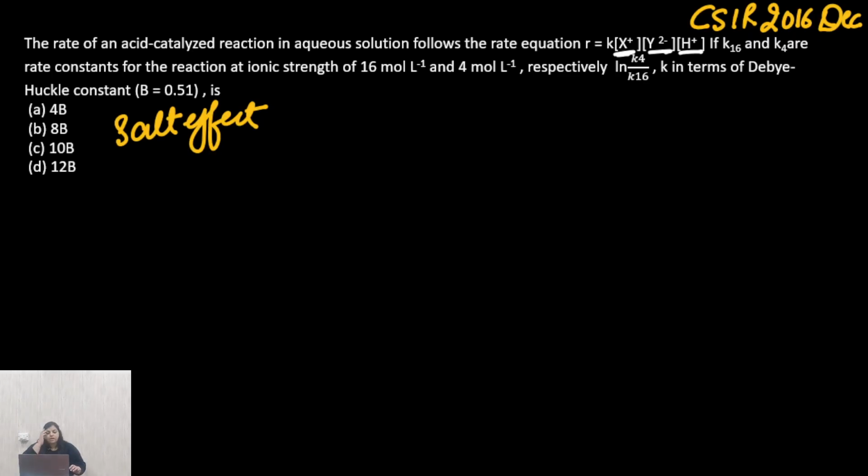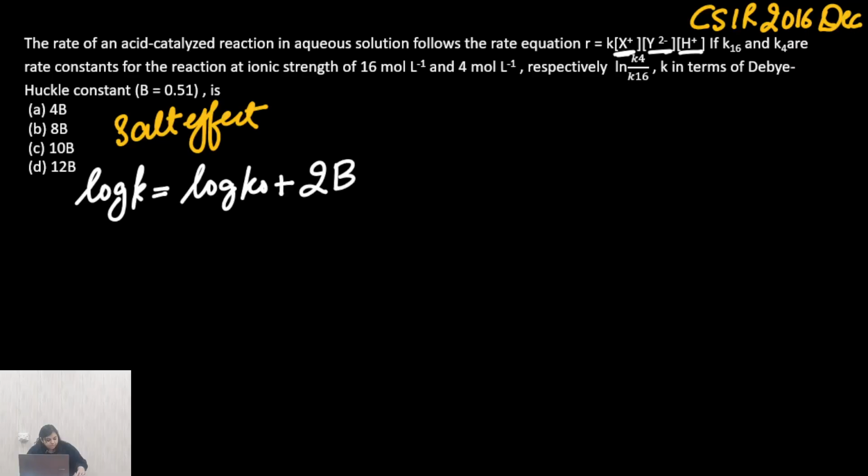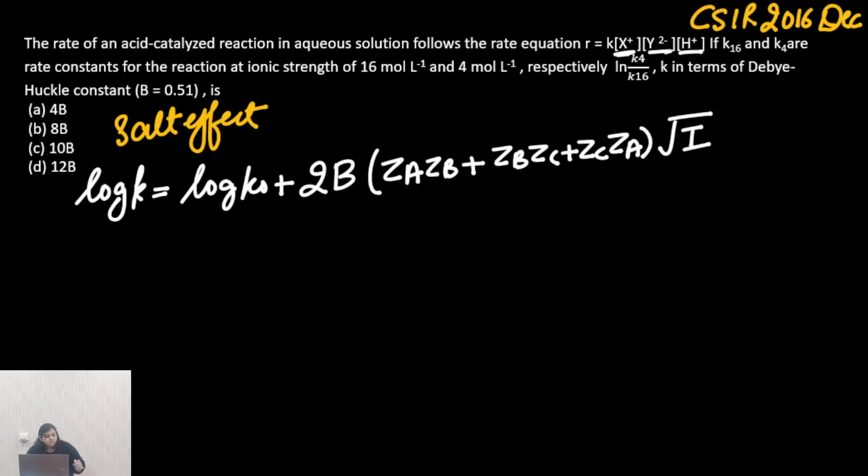Whenever three ionic species are involved, your log K value becomes equal to log of K naught plus 2A. Instead of the Debye-Huckel constant A, here it is in terms of B, so we can keep it as 2B into ZA ZB plus ZB ZC plus ZC ZA into the root of ionic strength. This expression you have to use when three ionic species are present, where ZA, ZB, ZC are the charges present on the ionic species.